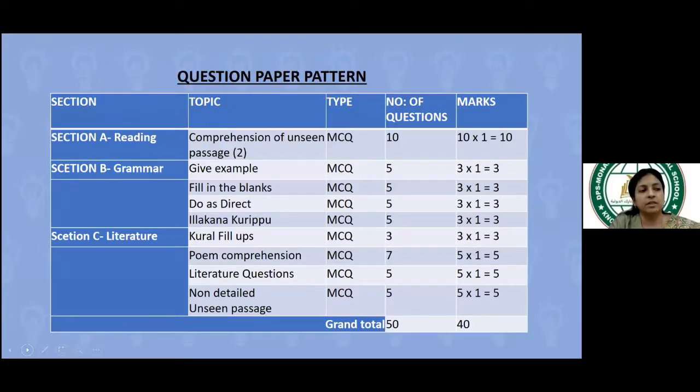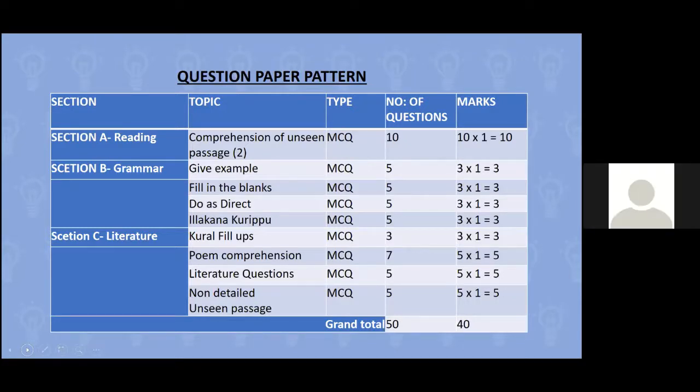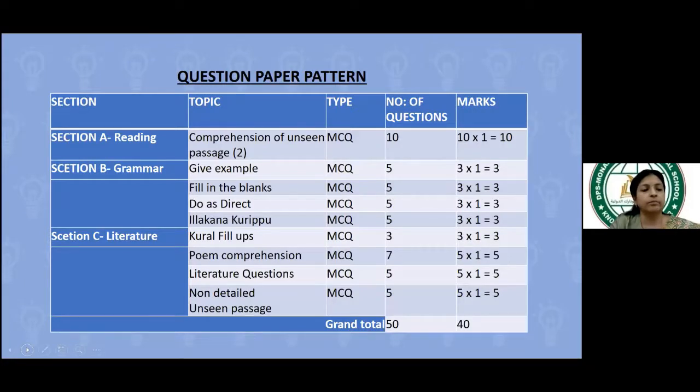We have 3 sections. Section A, reading. It contains 2 comprehension of unseen passage. One passage is from the literature, another will be an unknown passage, 10 marks. Section B, give example, fill in the blanks, do as direct, Ilakana Kurippu, all has 5 questions each. Only 3 questions are required to be written. So there are 2 questions of internal choices for each topic.